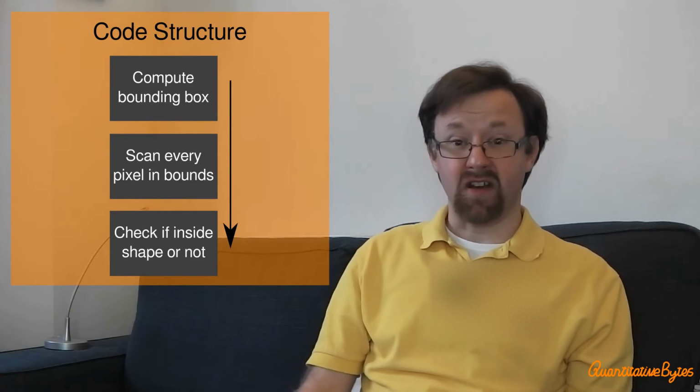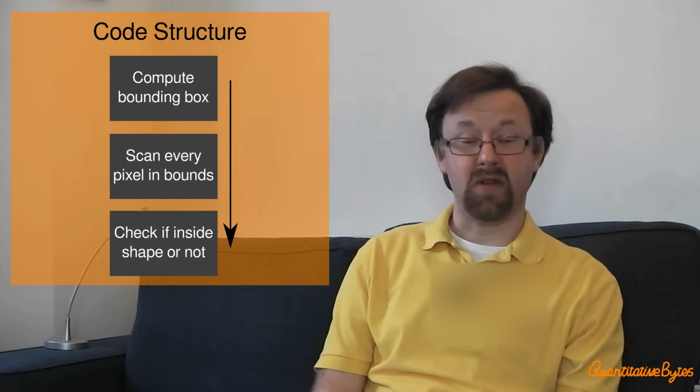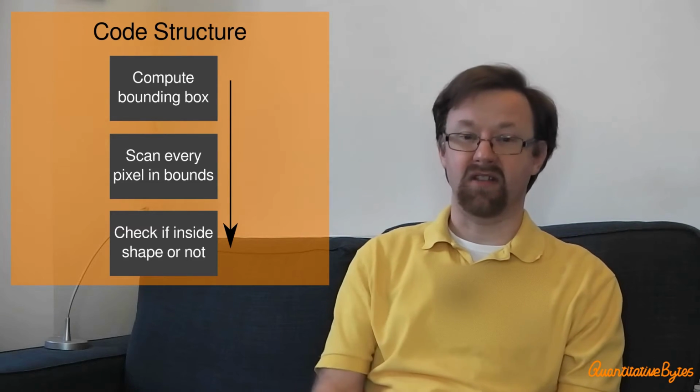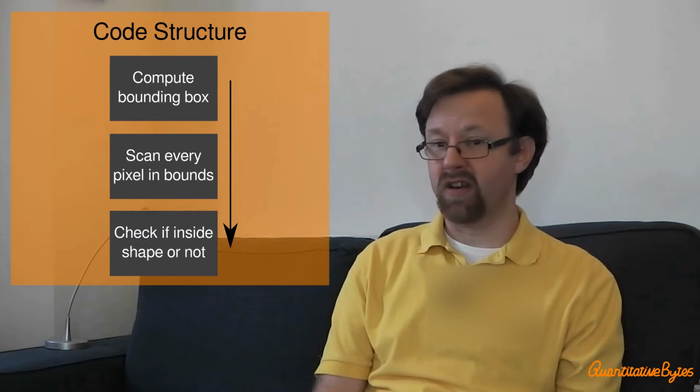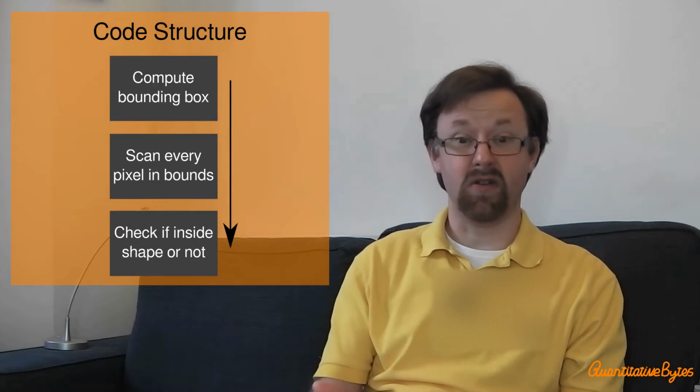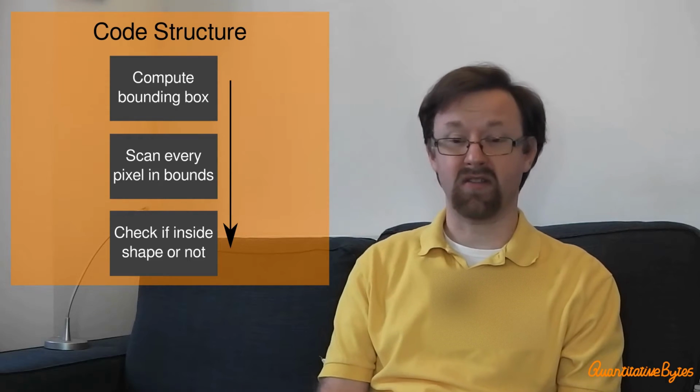If the pixel is inside the shape, then obviously we render a pixel at that point, and if the pixel is outside of the shape, then obviously we don't do anything. Between our different shapes, really all that's going to vary is the process by which we calculate whether the pixel that we're currently looking at is inside the shape or not.